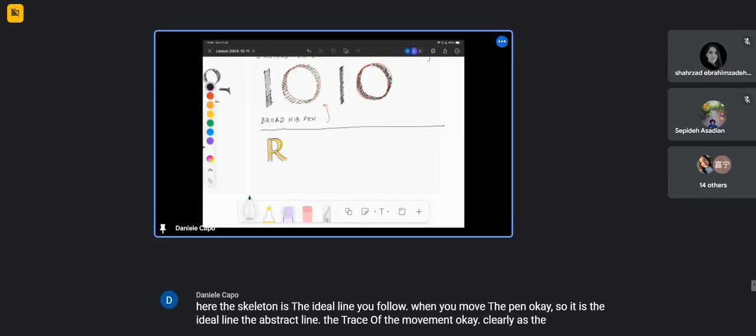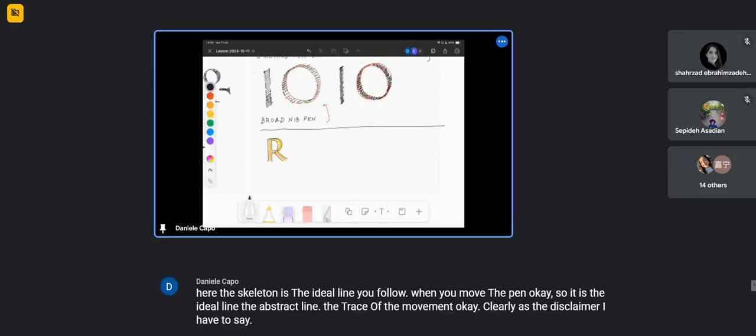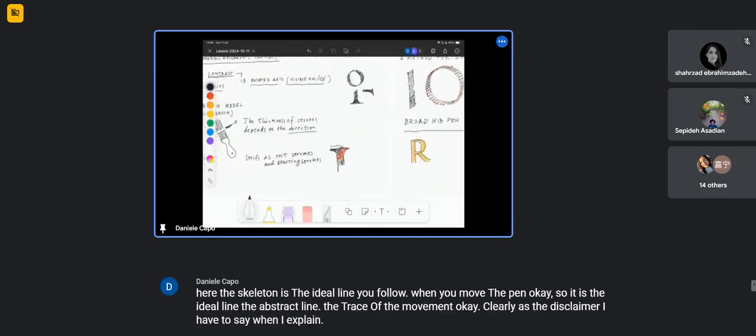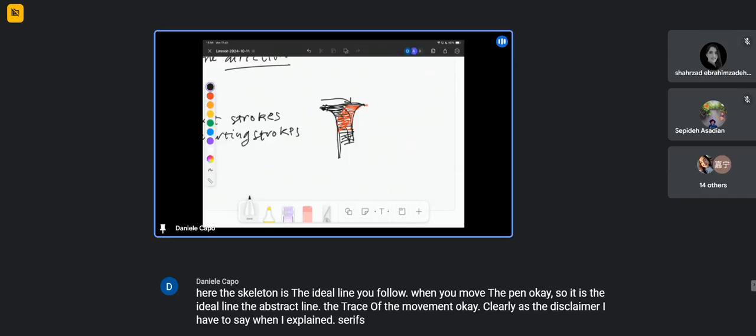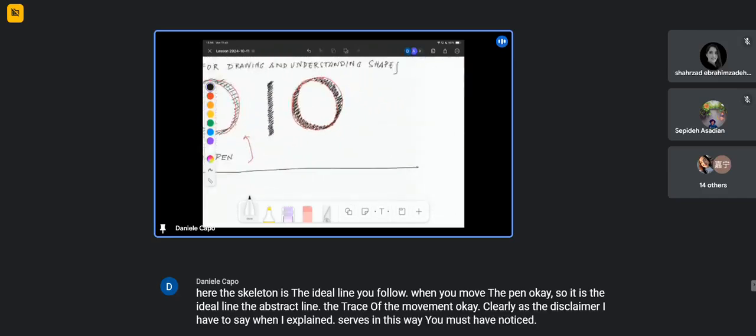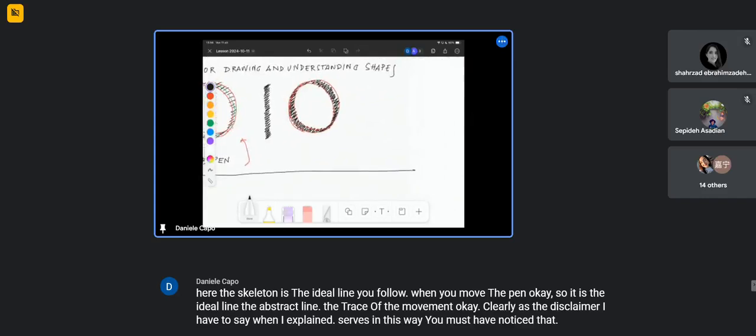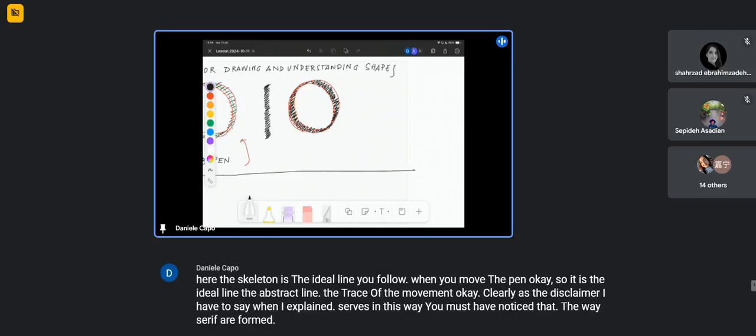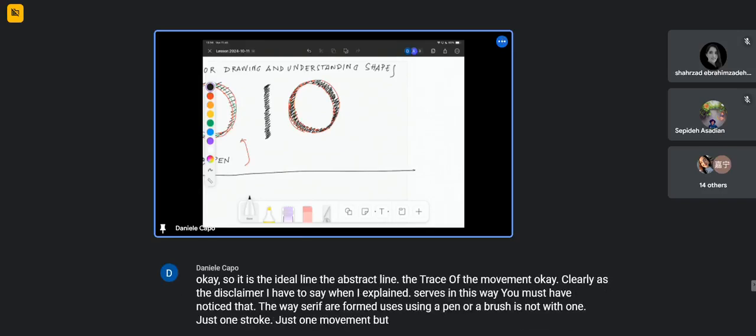Clearly, as a disclaimer, I have to say, when I explained serifs in this way, you must have noticed that the way serifs are formed using a pen or a brush is not with just one stroke, just one movement, but they are the effect of several movements that intersect.